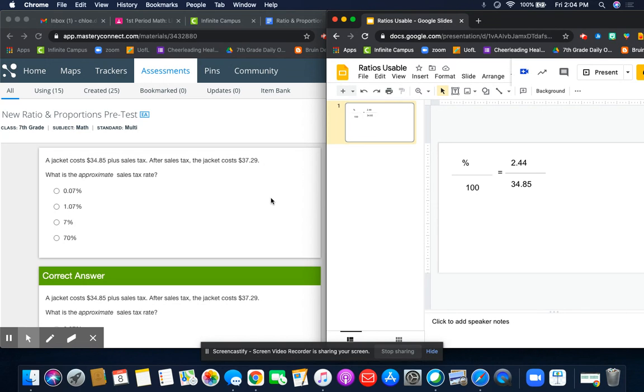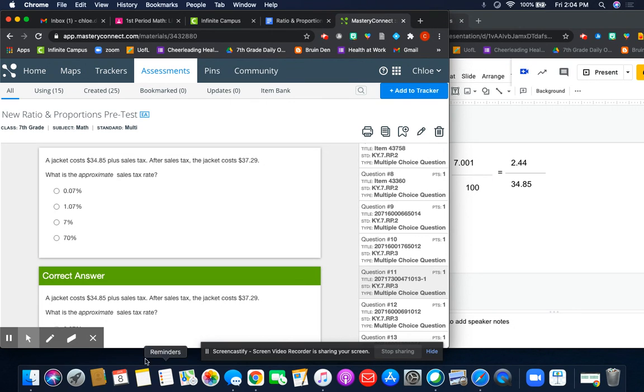So in order to find what sales rate I was using, now we have our ratio problems like we like to set up. We're looking for that missing value. 244 times 100 is 244 divided by 34.85. You get a value of 7.001 with a lot of decimals after that. So that is about 7%. So it's approximate. So that's how we can do problem 11.